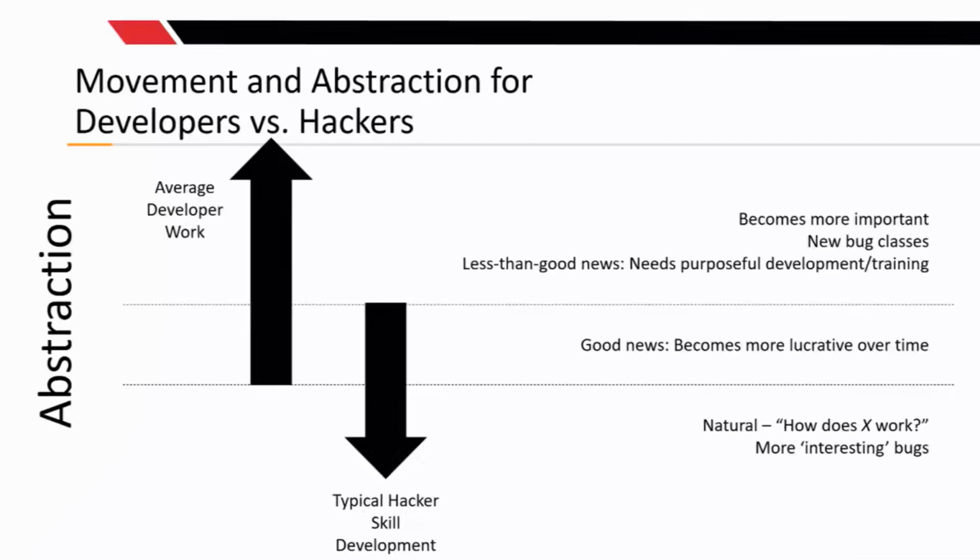But the good news for you is that your current level of knowledge, your current layer of abstraction that you're comfortable at, is going to become more lucrative over time, because relative to that of the developer, it's becoming lower and lower on the stack. And the more you understand those mid-level things, the more you're going to be able to understand things that the average developer doesn't understand.